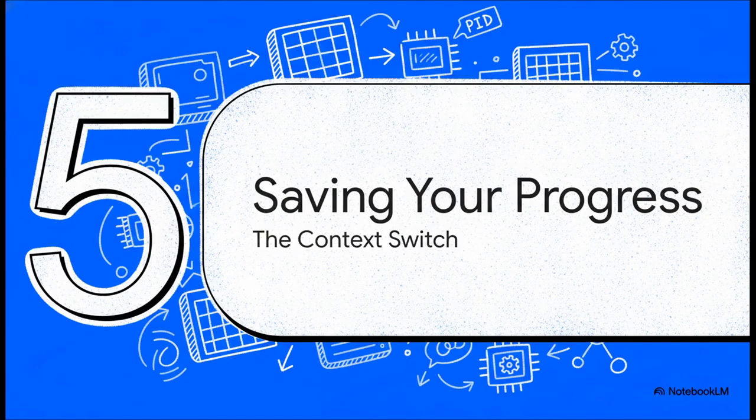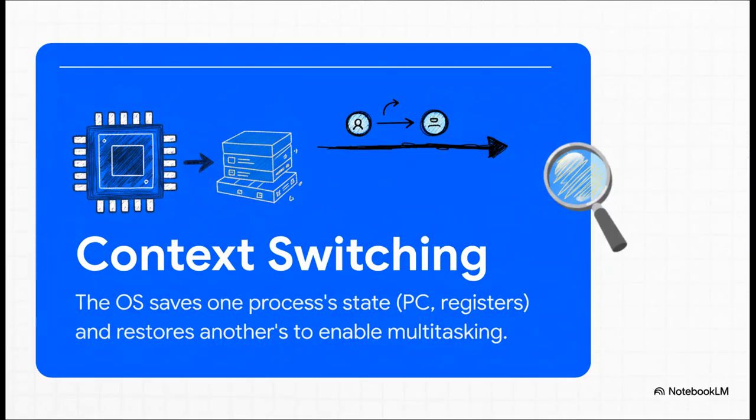But hold on a second. If the CPU can only do one thing at a time, how can you run your browser and listen to music and have a game open all at once? The answer is, you can't. It's all an illusion. Your computer is just really good at switching between all those tasks incredibly fast. This super fast switching is called context switching, and honestly, the best way to think about it is like saving your progress in a video game.